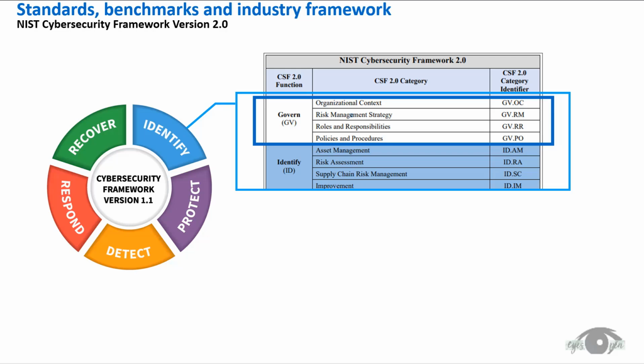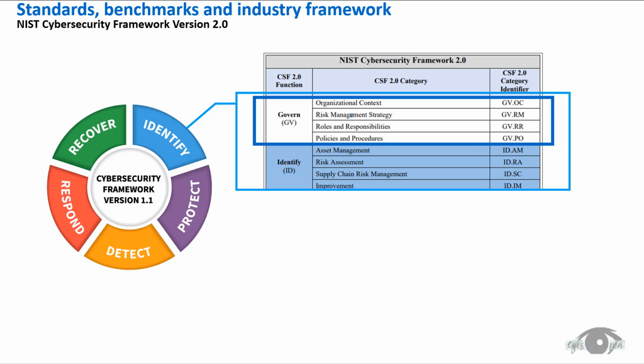Organizational context, gv.oc, which state that the organization's risk context, including mission priorities, stakeholders, objectives and direction, must be understood. Risk management strategy, gv.rm, which state that the organization's priorities, constraints, risk tolerance and appetite statements, and assumptions should be established and used to support operational risk decisions.